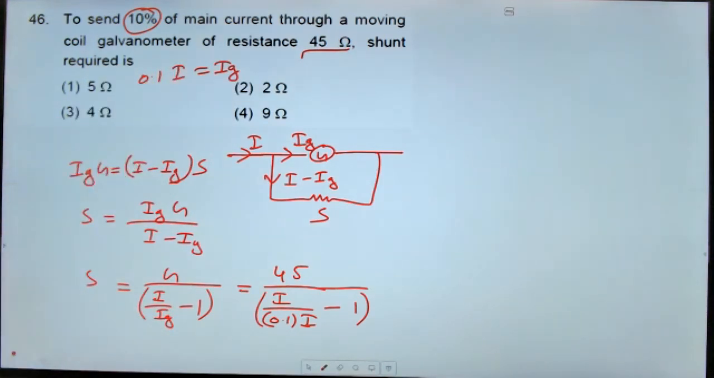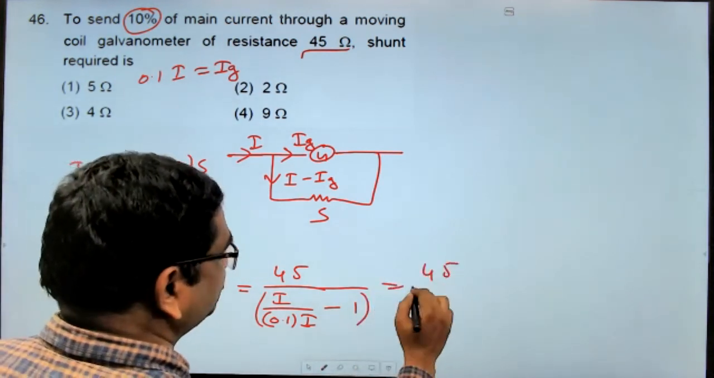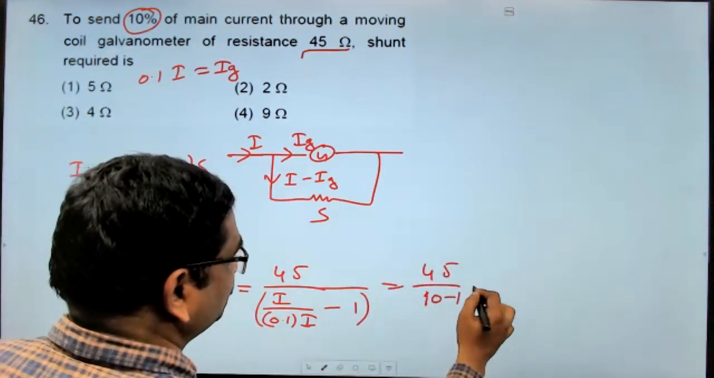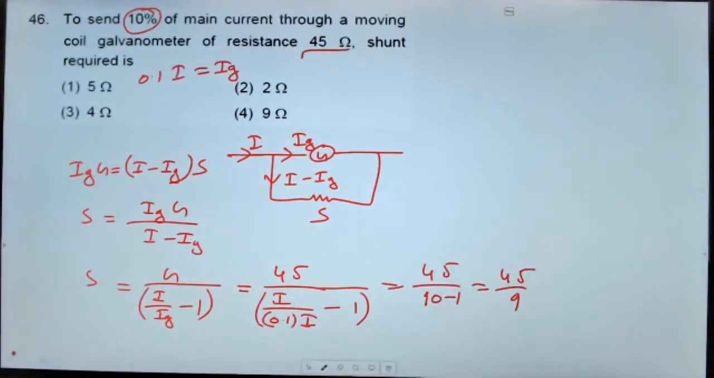0.1 into I. So cancel this one. So that equal to 45 by 10 minus 1. 45 by 9. How much it is? 5 ohms.